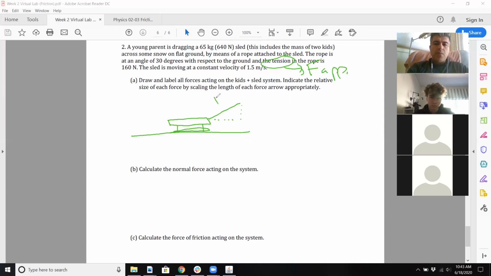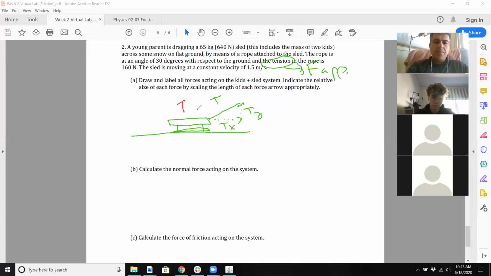So this is your applied force. Or actually, let's just call it T, since we're calling it tension. It'll be Tx and Ty. And so Tx is going to the right, Ty is going up. And of course, we know that we have Fn.